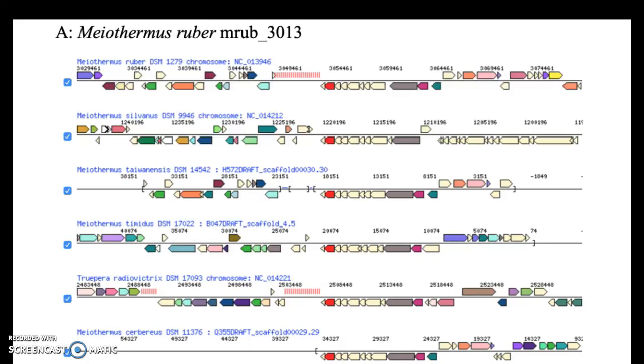This figure shows a comparison of the gene neighborhood for mRub3013 and its orthologous genes in evolutionarily similar species, with each Cas1 gene indicated in red. There is a high amount of conservation of the gene neighborhood surrounding the Cas1 genes and a large amount of rearrangement surrounding them, suggesting a conserved operon structure.